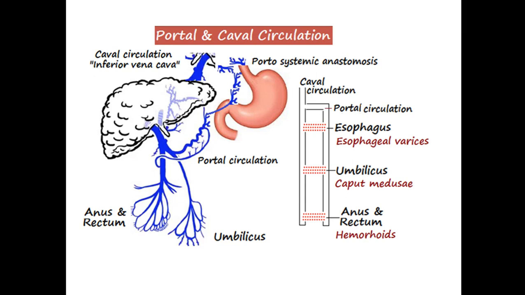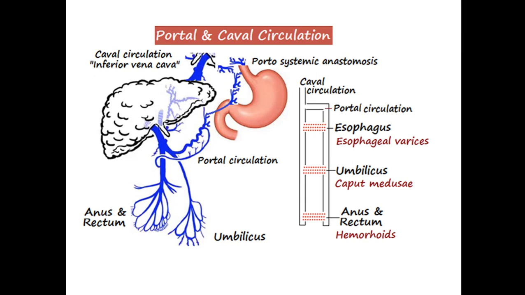But in diseases of the liver where there is resistance to the portal blood flow to the liver before it returns to the heart through the inferior vena cava, what happens is that these communications, these anastomoses between the portal and caval circulation, become important. There are 3 points where the portal and caval circulation communicate.